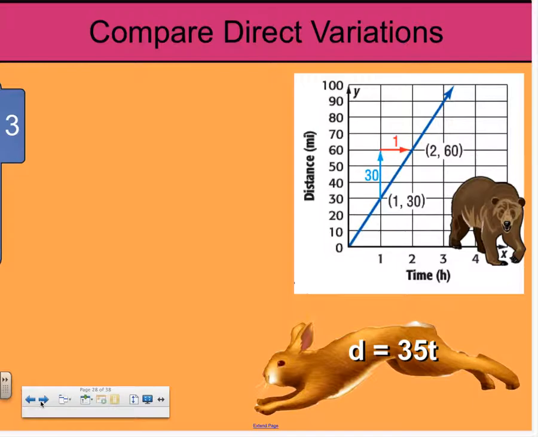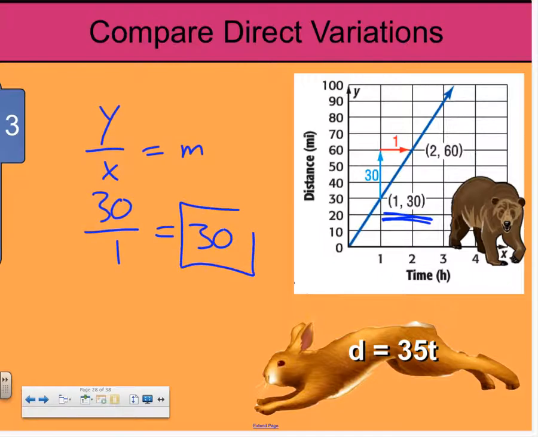So what am I going to do? I need to find the unit rate or the slope in each situation. How do I find the unit rate or the slope from the graph? I can do a couple things, right? I can do rise over run. We're good at that. Change of y and change of x. Or I can take one of these points and simply do y over x because I know that equals my slope. So I can do 30 over 1, and I know that this grizzly bear can run 30 miles an hour.